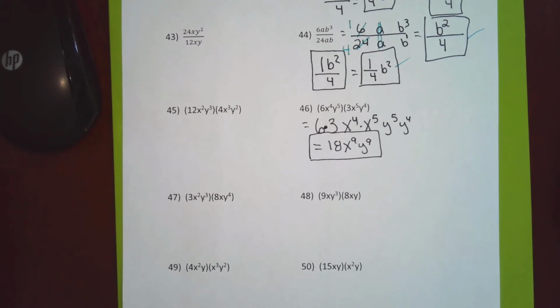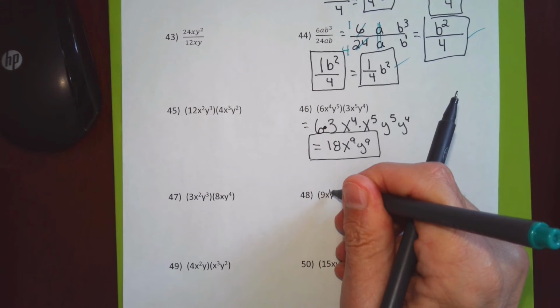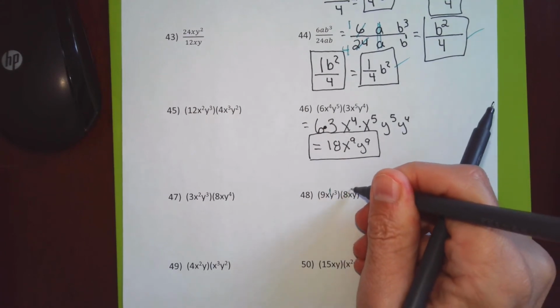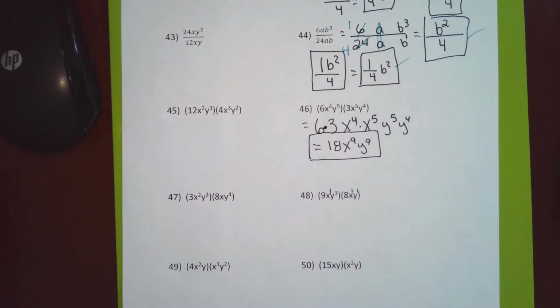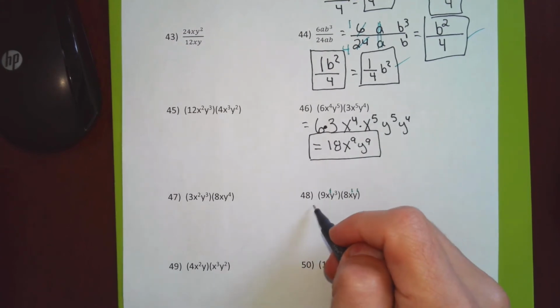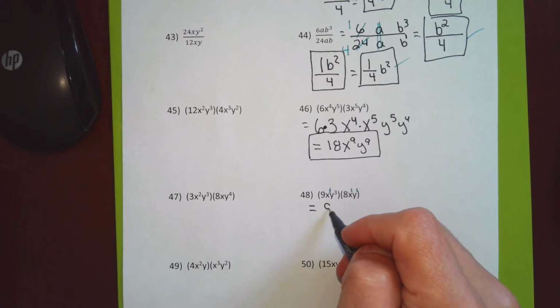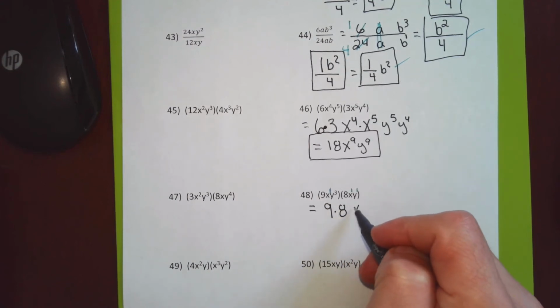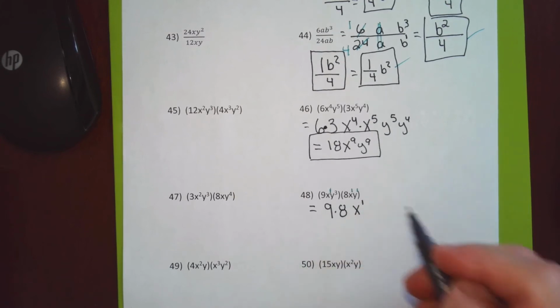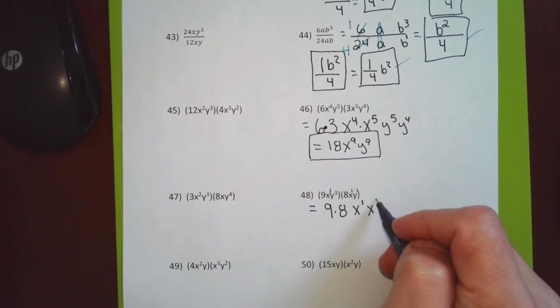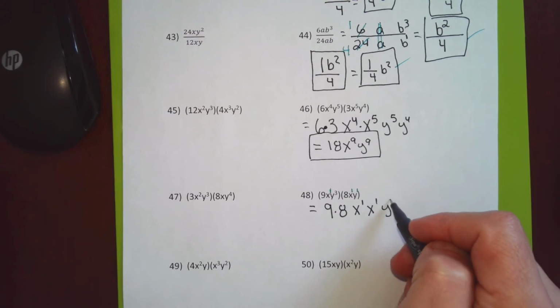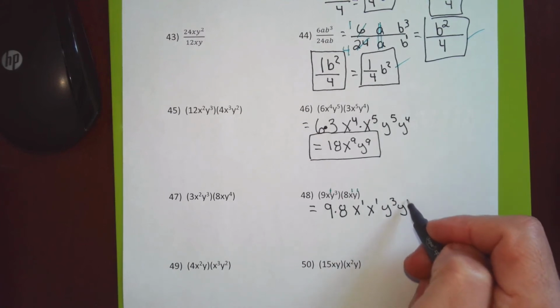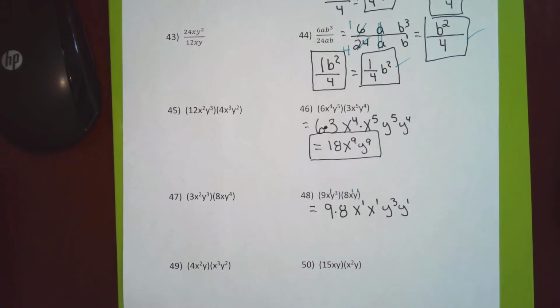In problem 48, the x in the first parentheses has an implied exponent of 1. The x and the y both in the second parentheses have implied exponents of 1. If I was trying to show work in problem 48, I'd multiply the 9 and the 8. I'd multiply the x to the first in the first parentheses and the x to the first in the second, and the y to the third in the first and the y to the first in the second. Probably wouldn't write the exponents of 1, I just think that they're there.